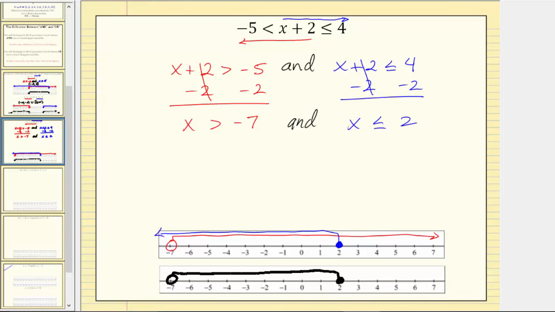Using interval notation, we have the interval from negative 7 to positive 2. Does not include negative 7, but does include 2, meaning we have a parenthesis to the left of negative 7 and a square bracket to the right of positive 2. We can also say the interval is open on negative 7 and closed on positive 2.